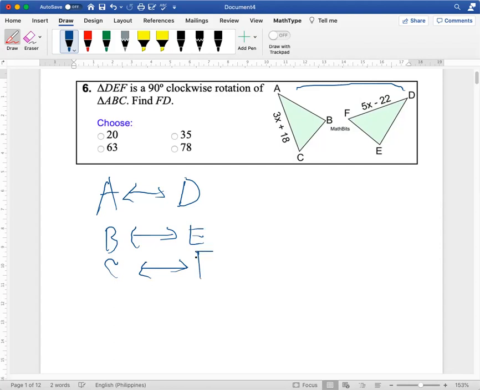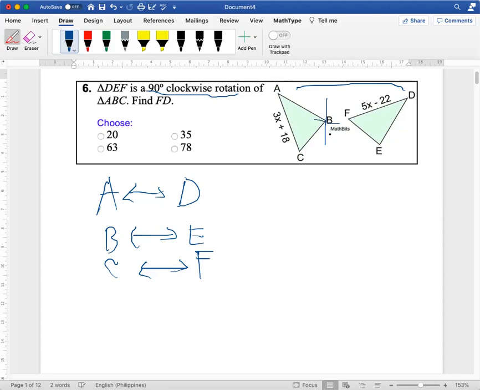How did we know the corresponding parts of these two triangles? Number one, you can use the shape of these two triangles. We know that the triangle's shape is like this, ABC, and once it is rotated, of course, the shape will still be the same, and we can identify the corresponding parts through shape. And number two, we can use the 90-degree clockwise rotation.